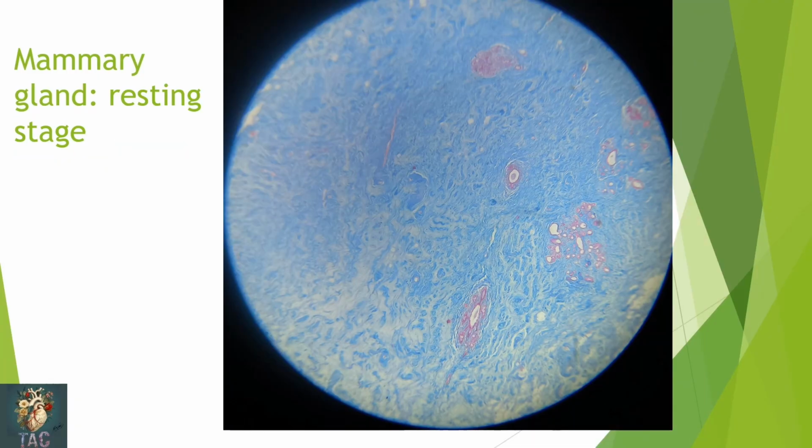This is again the resting stage. This is the Masson's trichrome stain. Here you can see the glandular element present over here mainly consists of the ducts, and all this area is formed by the dense irregular connective tissue. Again, you can compare that the proportion of the dense irregular connective tissue is greater than that of the glandular tissue. So this is again the mammary gland in the resting stage.